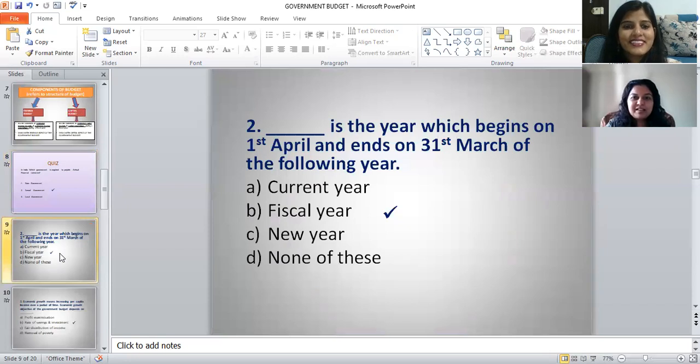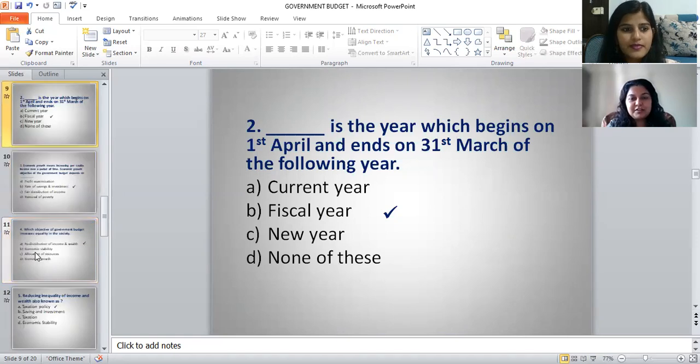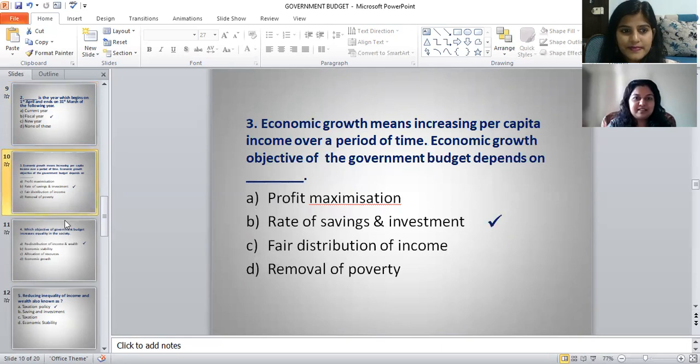Yes, the next one. Dash is the year which begins on 1st April and ends on 31st March of the following year. So what is the name of the year that we have seen? Is it the current year? Is it the fiscal year? Is it the new year? Or none of these? Ma'am, I guess you explained a fiscal year, because you said that the new year starts from 1st January to 31st December, and you said the fiscal year starts from 1st April to 31st March. Is it correct, ma'am? Yes, wonderful. Very good answer. You were attentive. Yes, it's fiscal year.